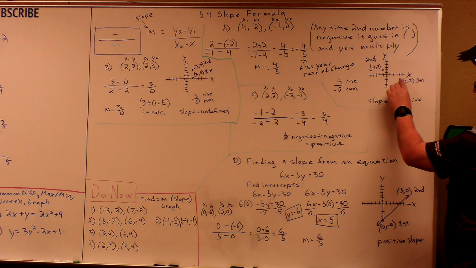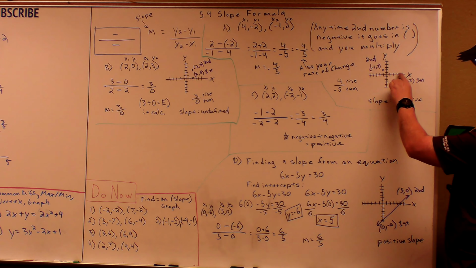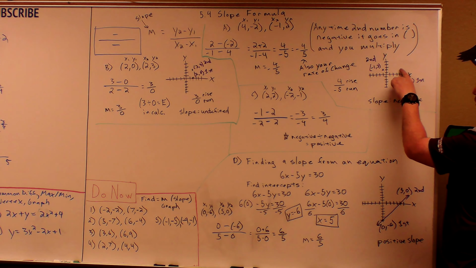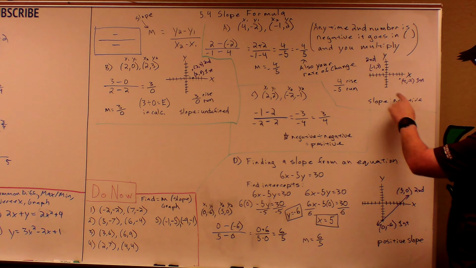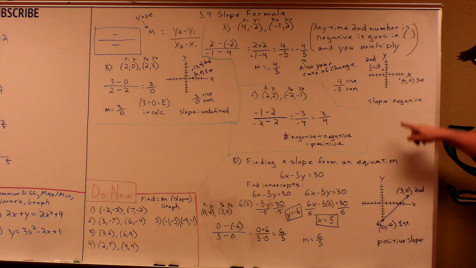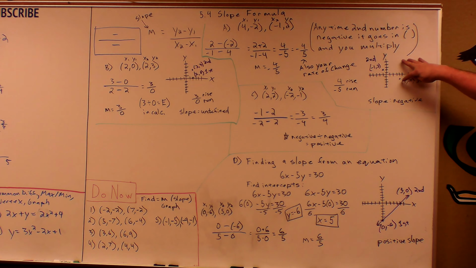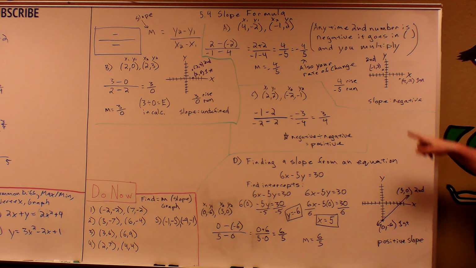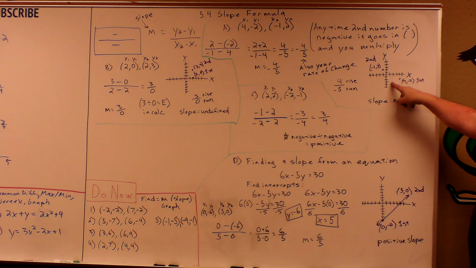So from here, we're going to count. 1, 2, 3, 4. So it rose 4, and then it went over 1, 2, 3, 4, 5. This is correct. We did this right. Very last thing, if we're starting from here and we're going to here, what type of slope is this?